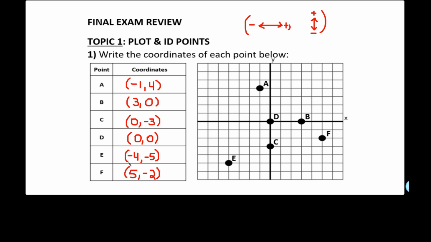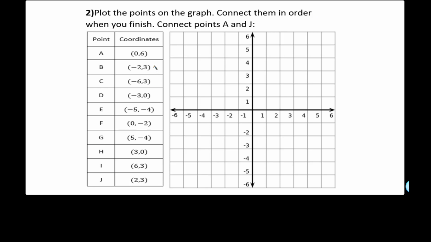This is how you would plot the points for these problems. Let's go on to the next question. In this next question, we're going to plot the points. So you're going to start at the origin. And since the first number is 0, you stay there and then you go 1, 2, 3, 4, 5, 6, and that will be point A.